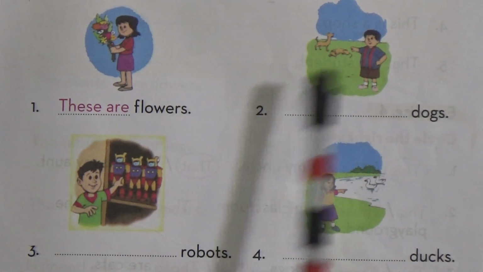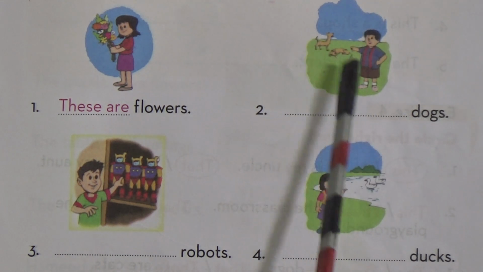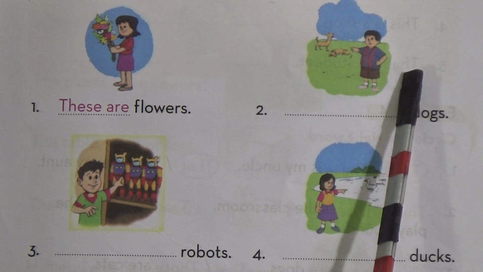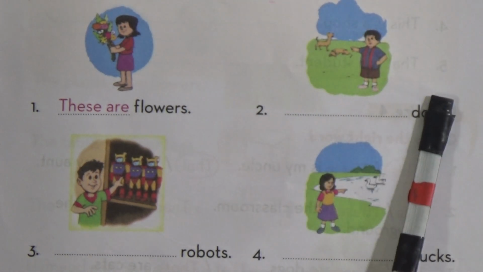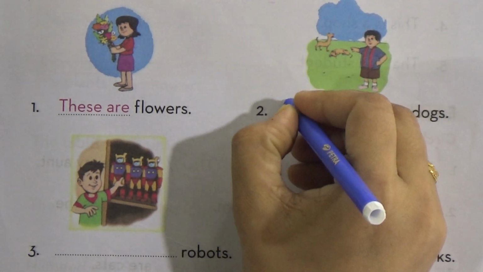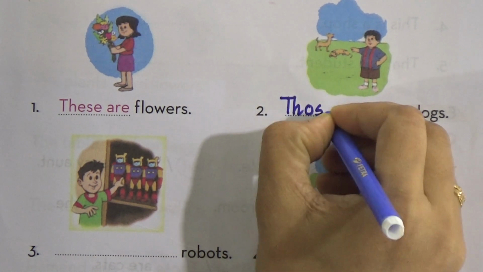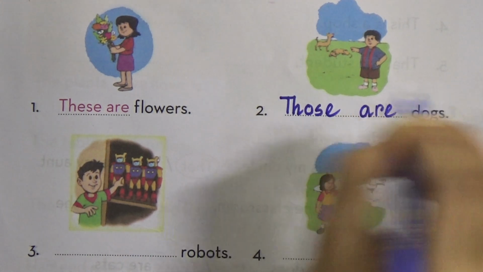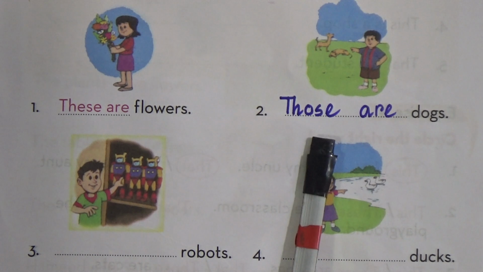Number 2. There are some dogs. And are the dogs near the boy or far away from the boy? Yes, right you are. The dogs are far away from the boy. So we will write those are dogs.